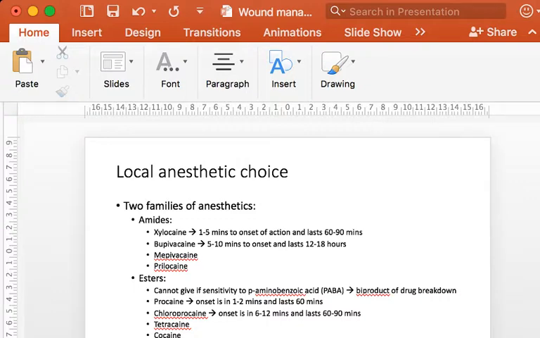Esters you need to be more careful of because when they're broken down, they produce p-aminobenzoic acid, or PABA. These have a sensitivity in some people, so they would include procaine, chloroprocaine, tetracaine, and cocaine. The duration tends to be a little longer, the onset to action similar to that of the amides. All of these are topical anesthetics.